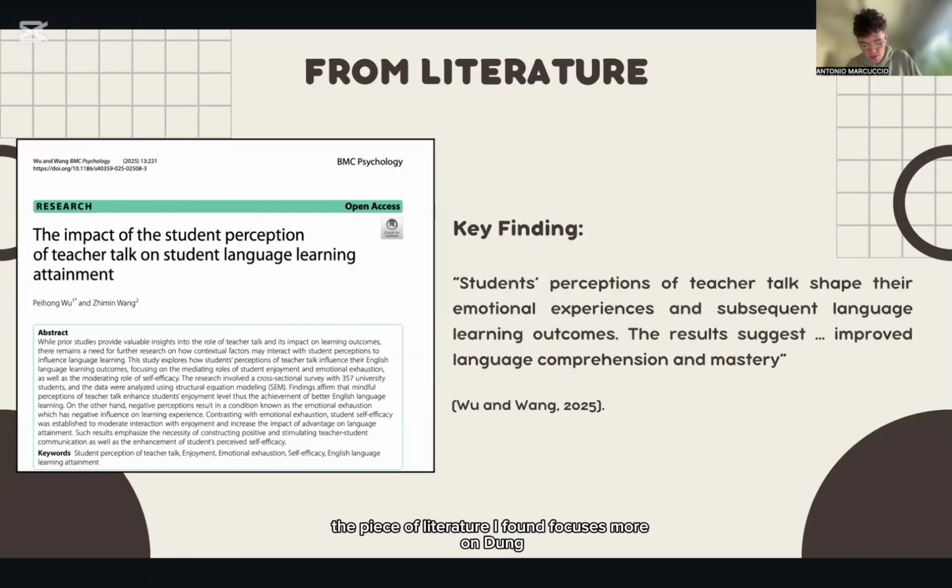The piece of literature I found focuses more on Jung and how helping students with grammatical errors, particularly students who are EAL students or English isn't their first language, not only helps them improve their mathematical understanding, but also helps them move towards English mastery, and they complement each other.